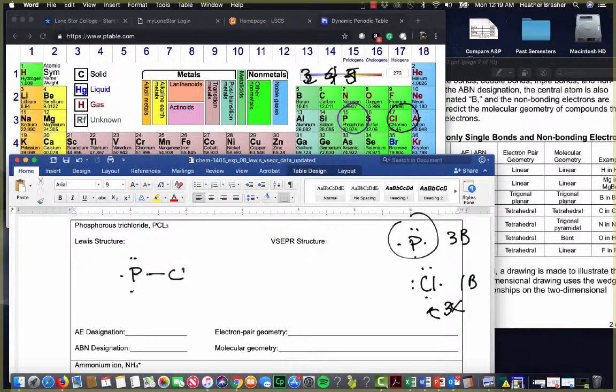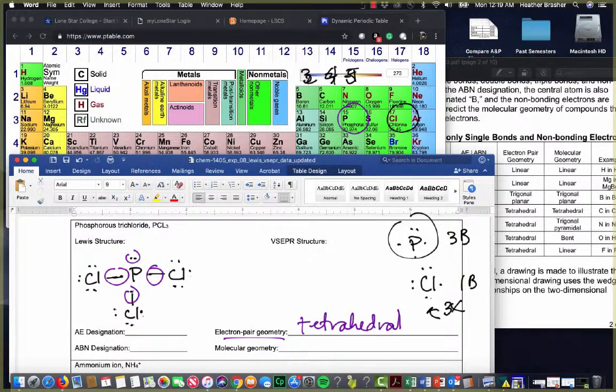And T is going to be bond. I'm going to write these a little bit faster since I feel like we should be getting to the point of understanding this. Now we're going to do our electron pair geometry. Well, we have 1, 2, 3, 4, tetrahedral.